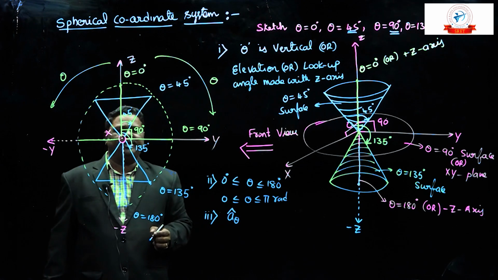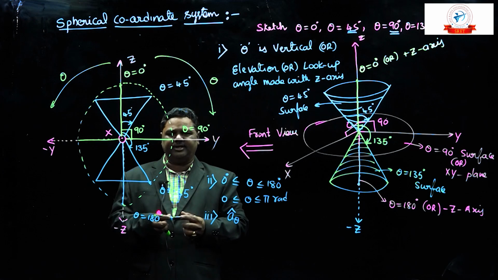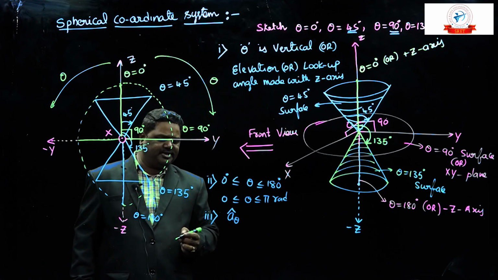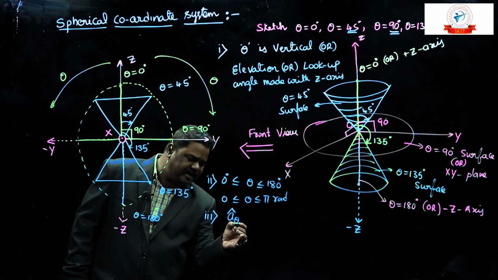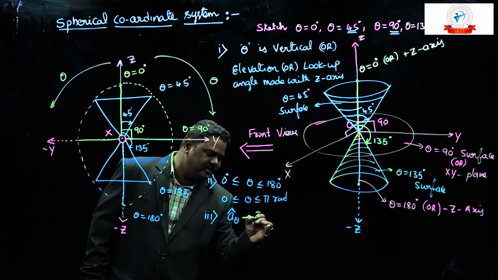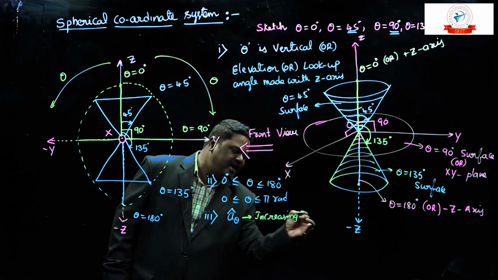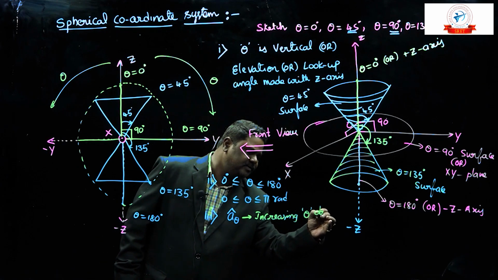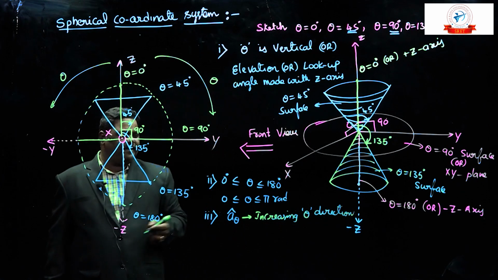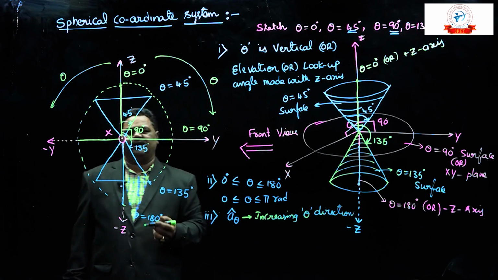Next, consider the third and very important point: the theta-hat unit vector for the theta coordinate. In general, any unit vector direction is given by the increasing direction of that coordinate, so we say that the increasing theta direction is theta-hat. Then let us observe how we can sketch the direction of theta when theta increases.